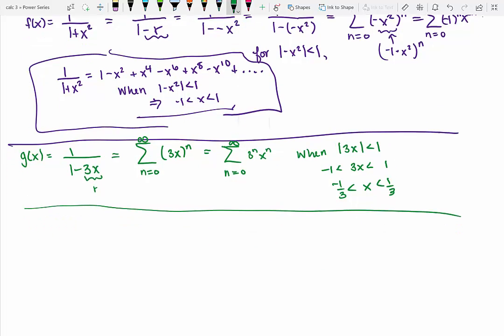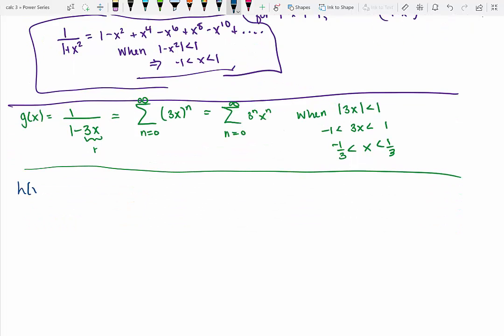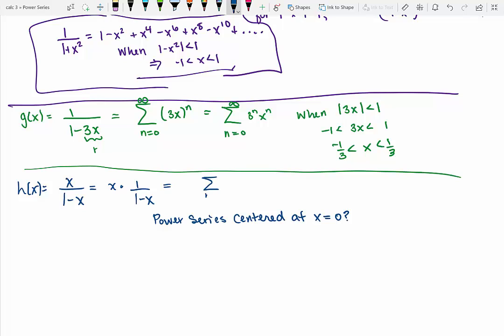Let's make it even more interesting. What if I looked at this function, h of x equals x over 1 minus x? Now remember, this means I'm taking x times 1 over 1 minus x. What I'd like to do is see, is there a power series centered at 0 that could give us the value of this function? So notice it's not giving it to us for all values of x, but for some it is. Well, if I can replace 1 over 1 minus x with this power series, n equals 0 to infinity of x to the n, then the function I'm talking about says take x and multiply it by this power series.